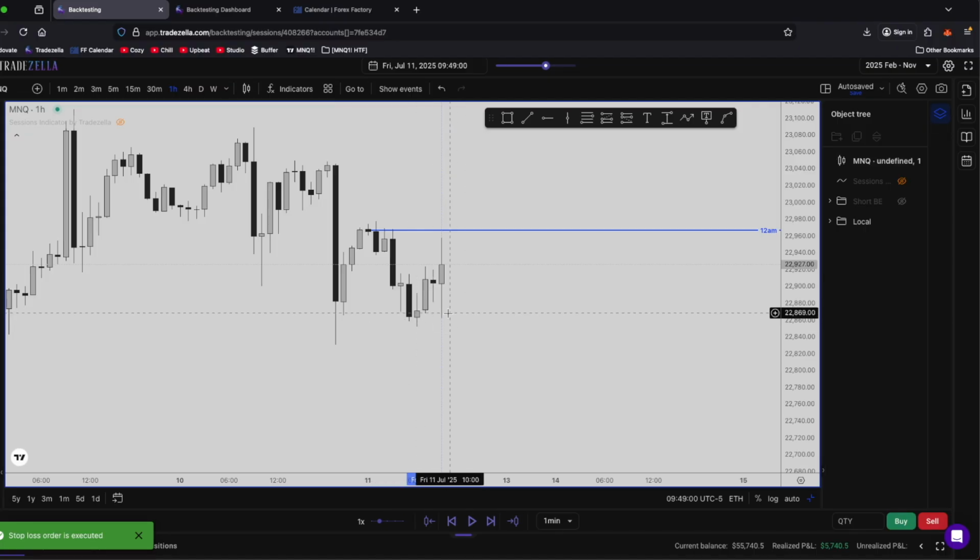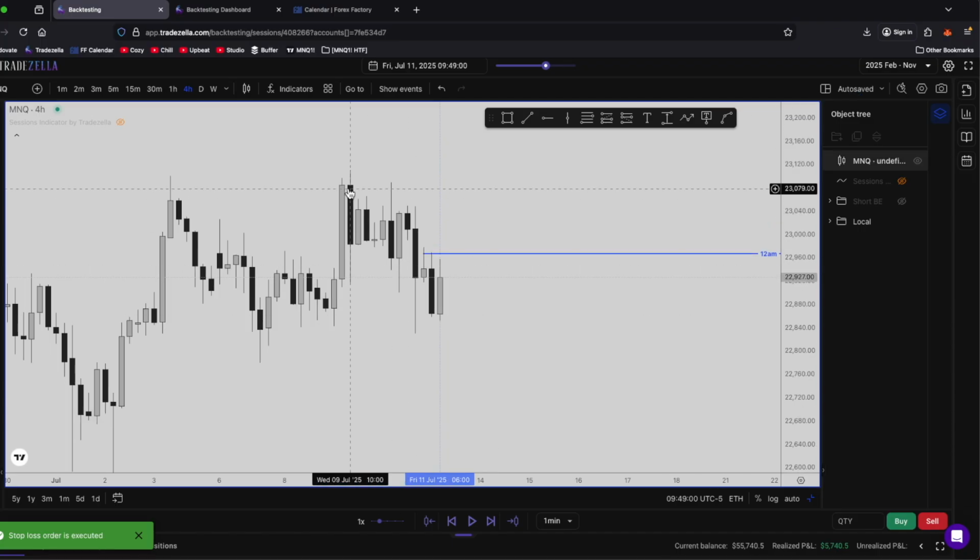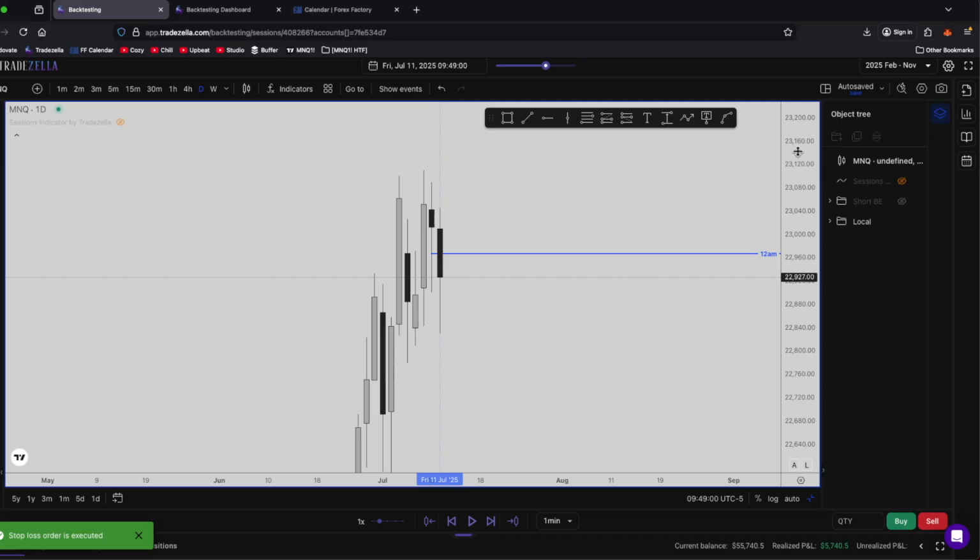So tapped into this 1 hour volume imbalance. 4 hours just kind of consolidating downwards here. 2 a.m., so it took the 2 a.m. candle low. I'm not stoked about a long. It did tap into that volume imbalance.